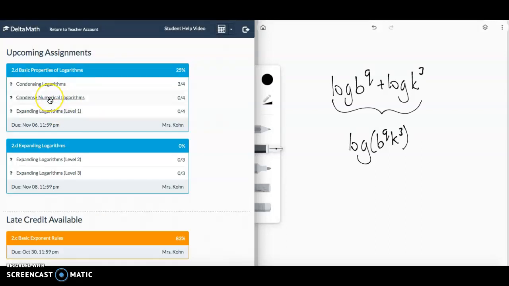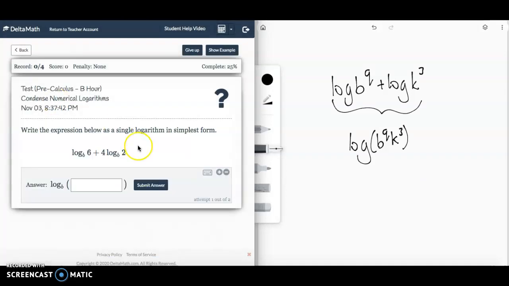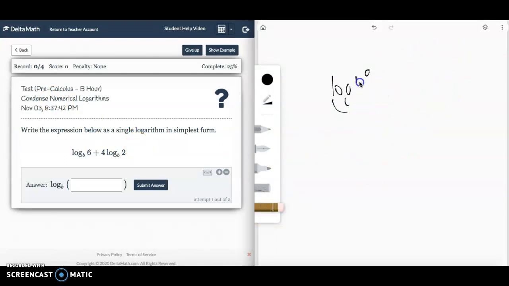Let's go ahead and go to condensing numerical logarithms. All right, write the expression below as a single logarithm in its simplest form. So, again, I normally see any constants out front of my logarithms. I put those up, and now they become exponents. So this will be log base b of 6 plus log base b of 2 to the 4th power.